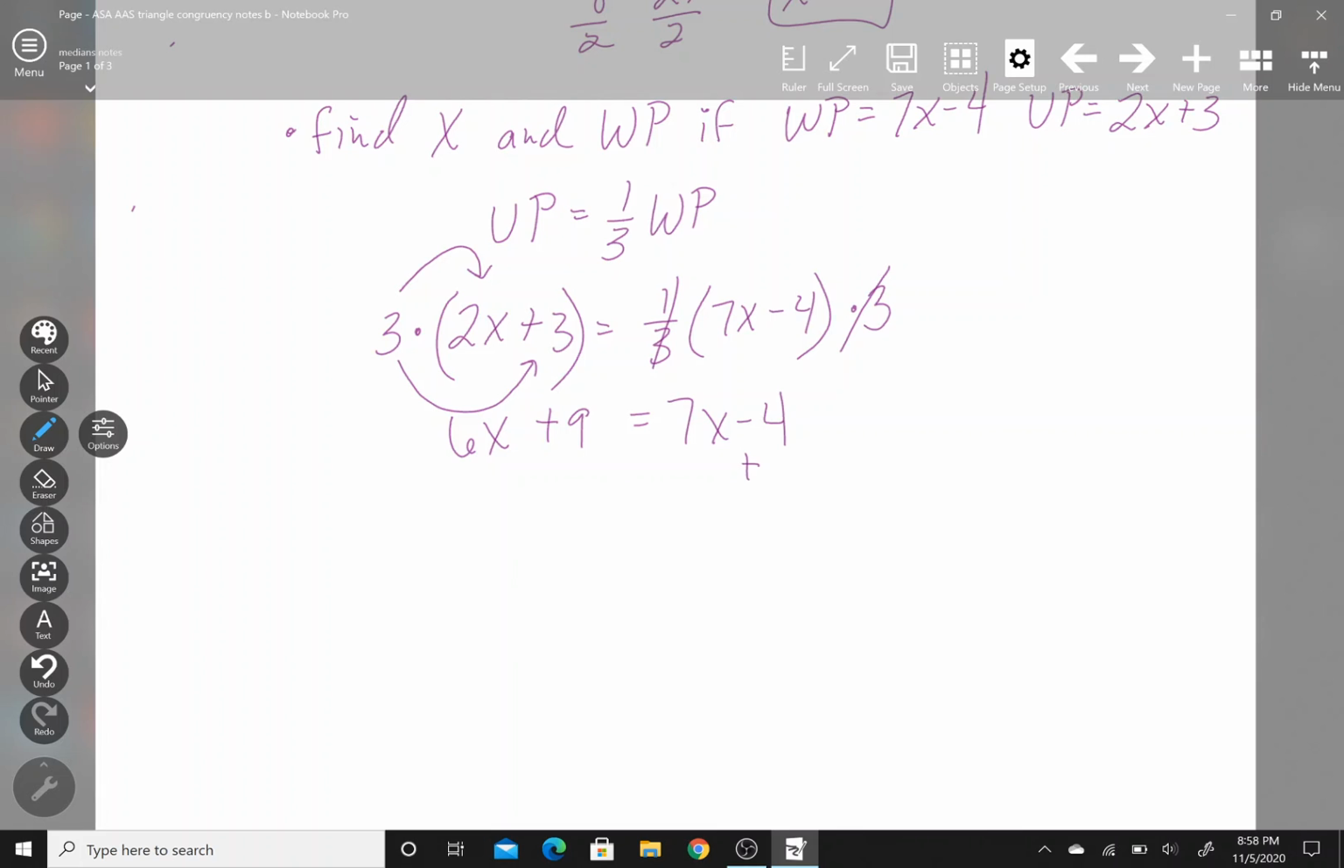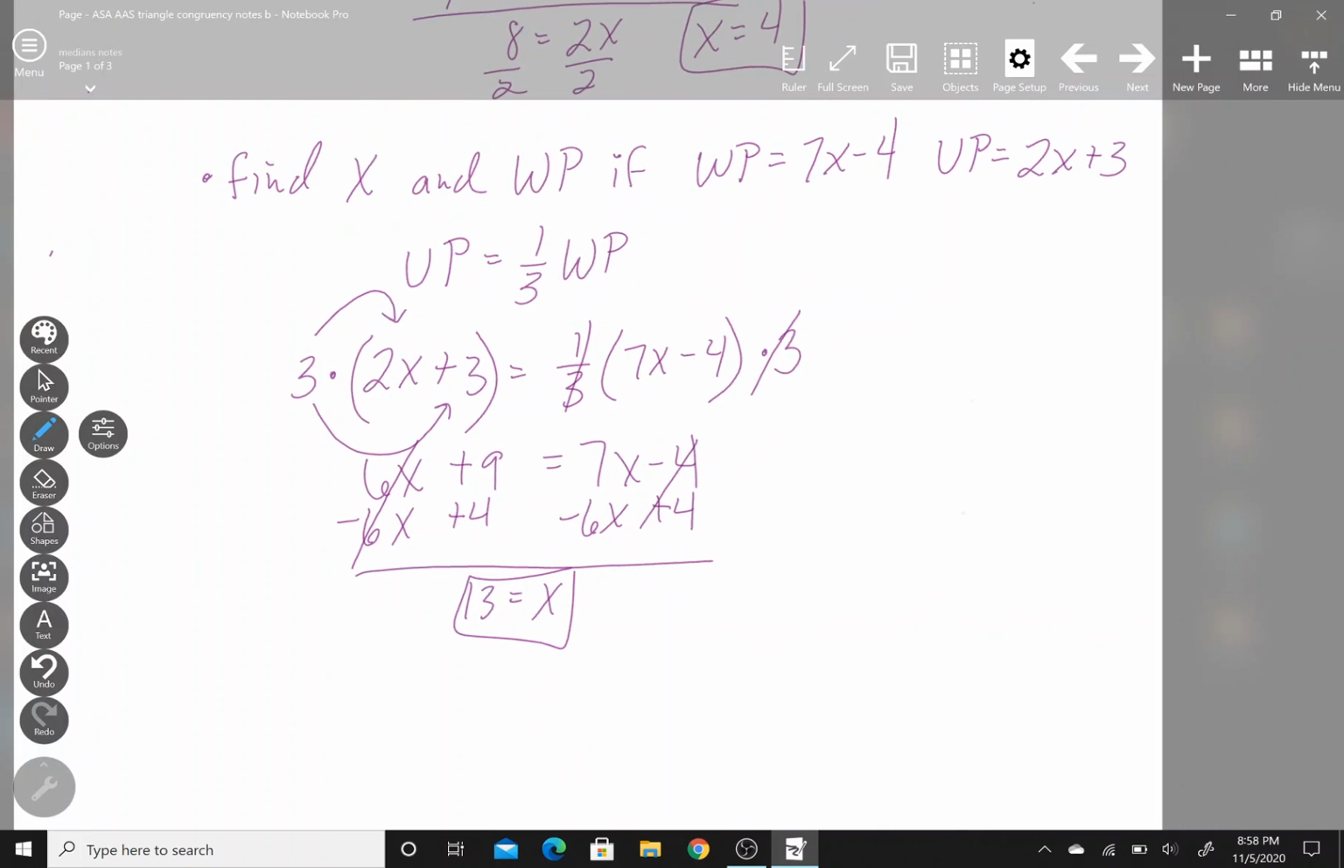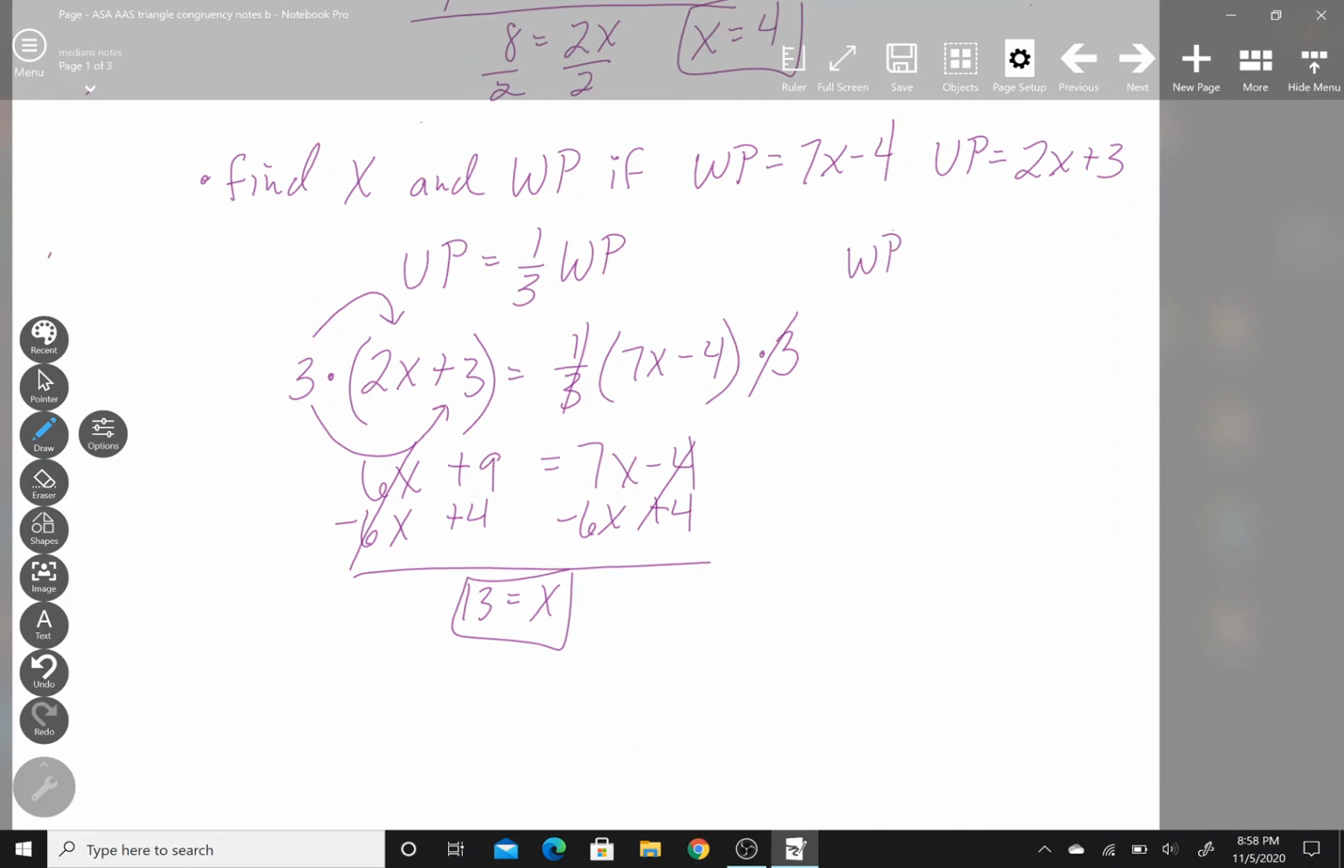All right, I'm going to add 4, and take away 6X, take away 6X. So 9 plus 4, that's 13, and 7X minus 6X is just X. So X is 13, and now we're going to find the length of WP. So WP is 7X minus 4, so 7 times 13 minus 4. And if you type that in the calculator, you should get that WP is 87.